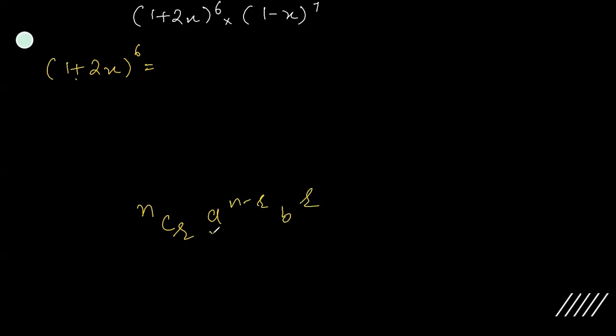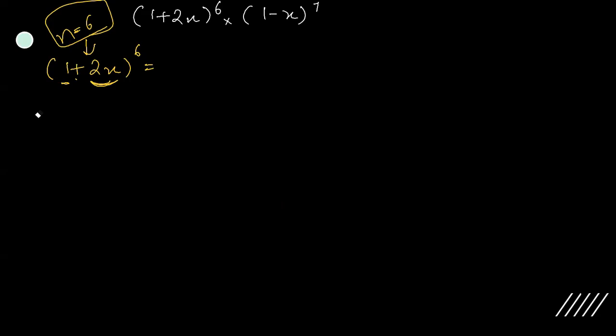So in the first expansion, what is a? A is 1. What is b? B is 2x. N is 6, the final power in this expansion. And r we have to take from 0 to n, 0 to 6. So every time I have to put r differently, right? So let's start with this.